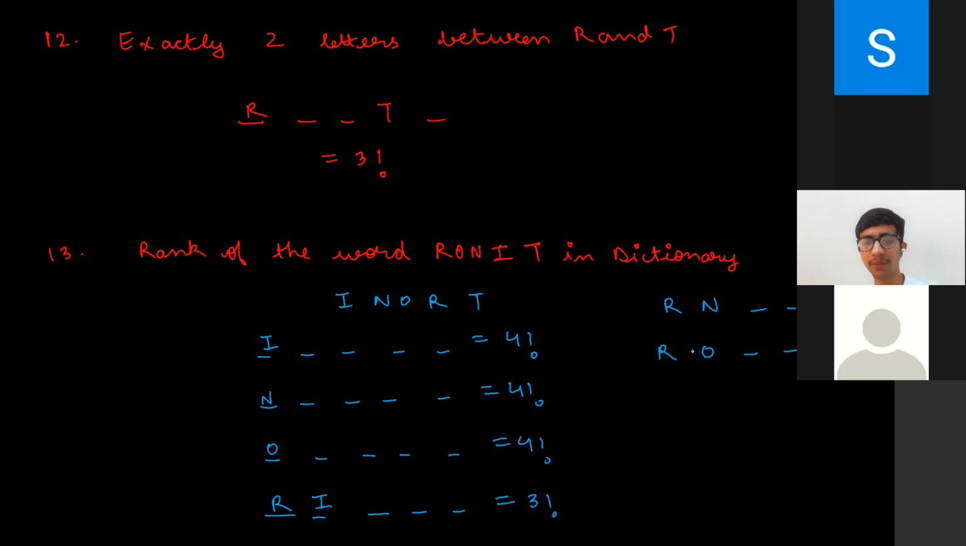So R हो गया, O हो गया. उसके बाद क्या आएगा? उसके बाद आएगा I. So N. I, it will be 2 factorial. Then RON, we need N, so N is also done. N के बाद we have I, obviously we have T. So sum of all of these cases plus 1 will be the rank of the word Ronit.